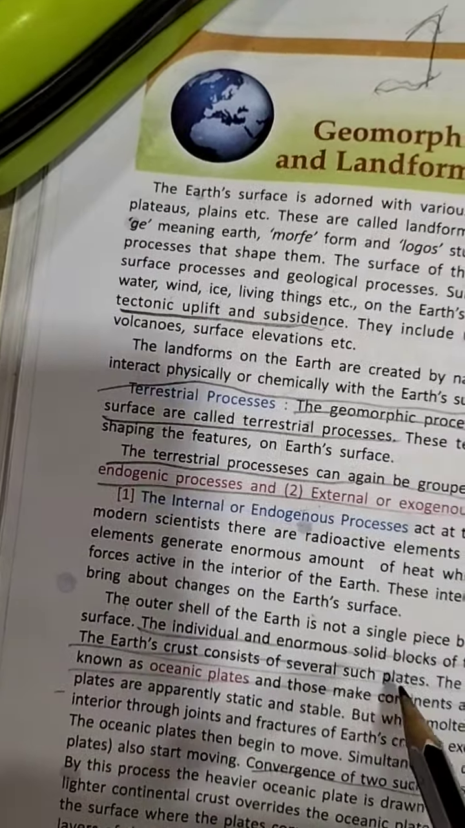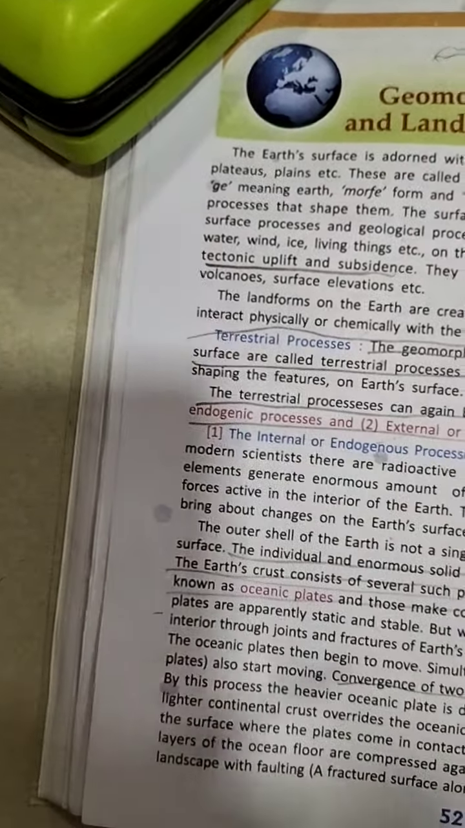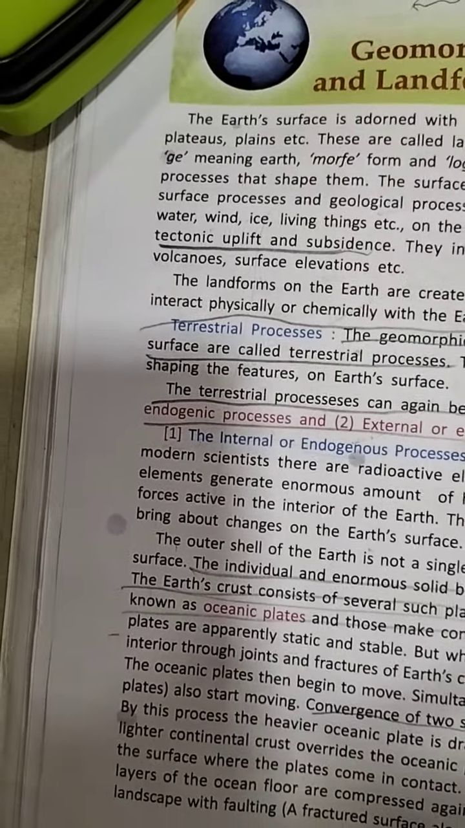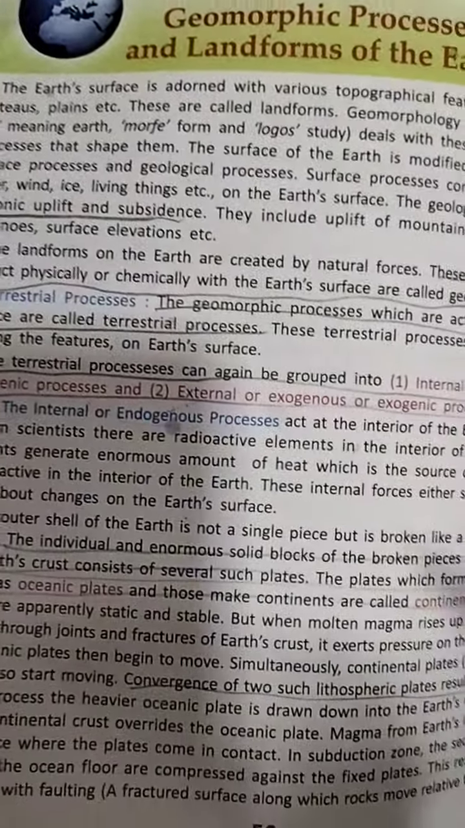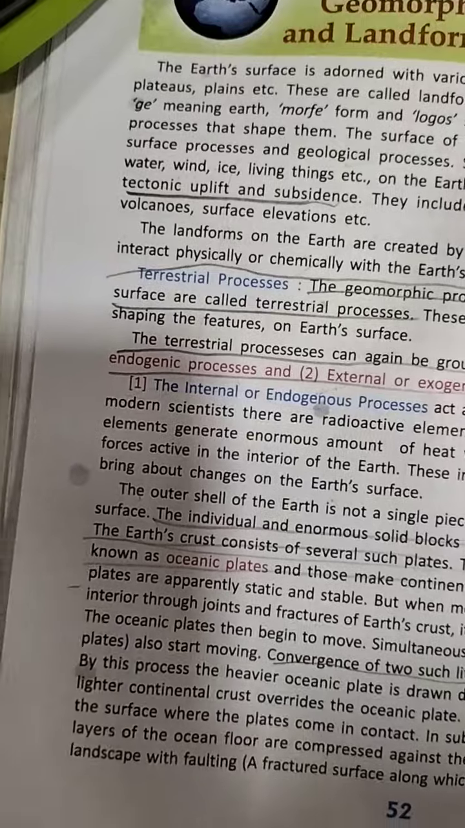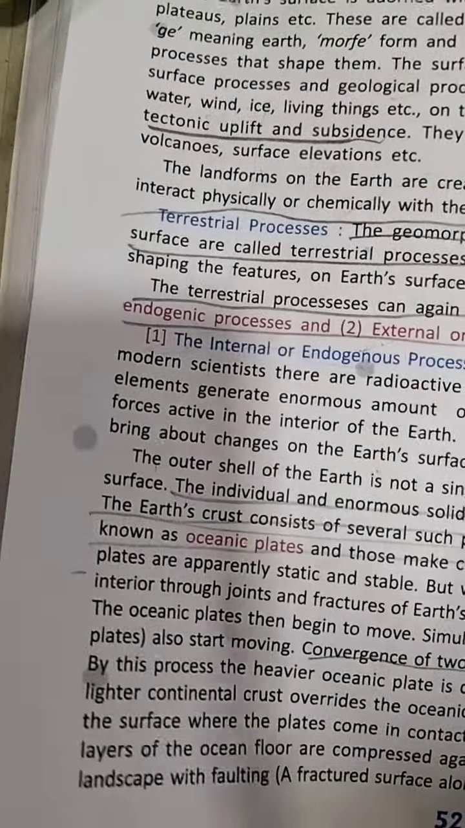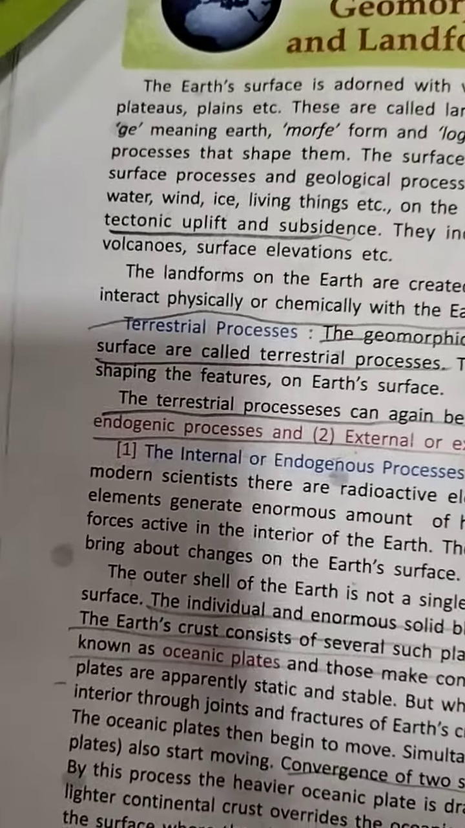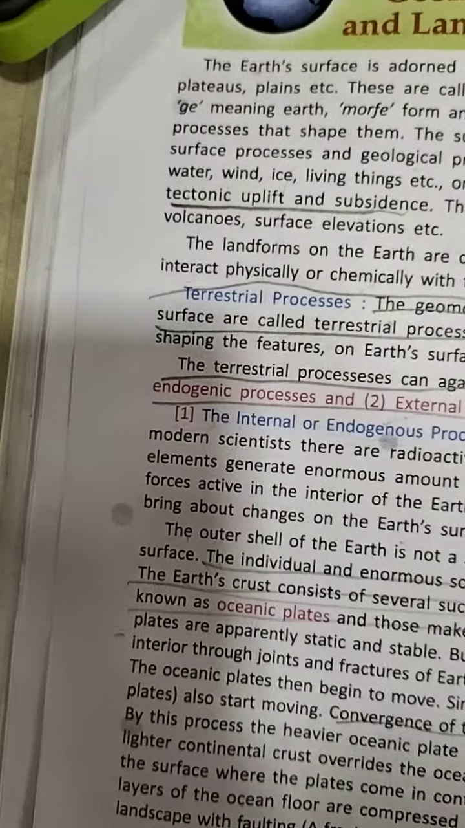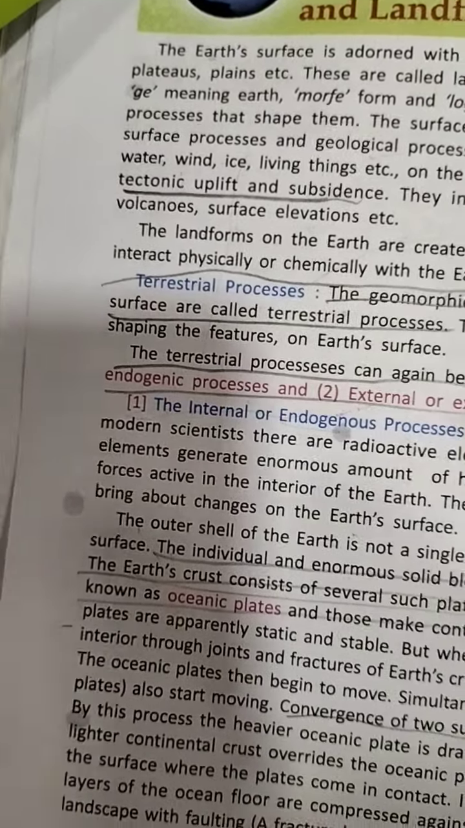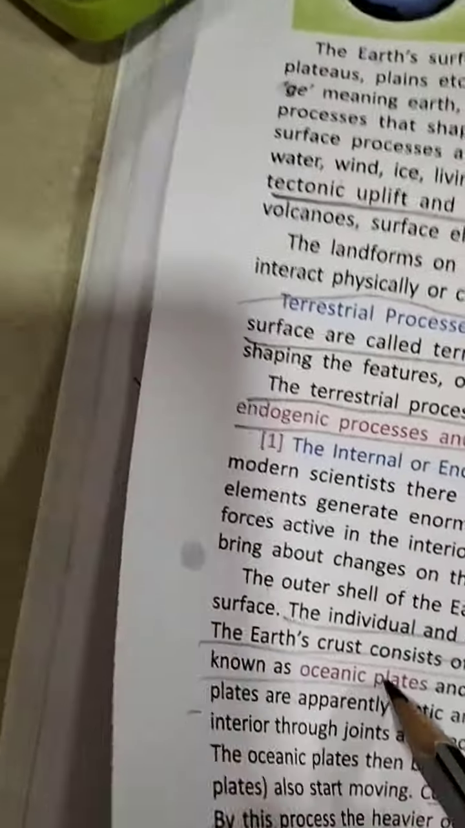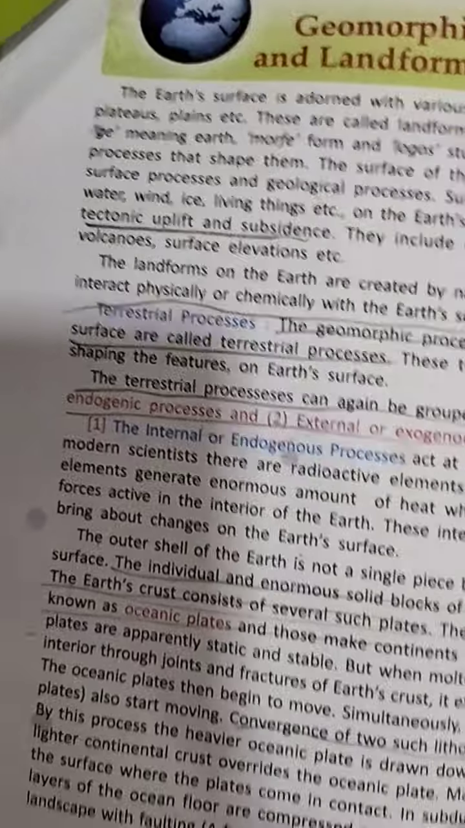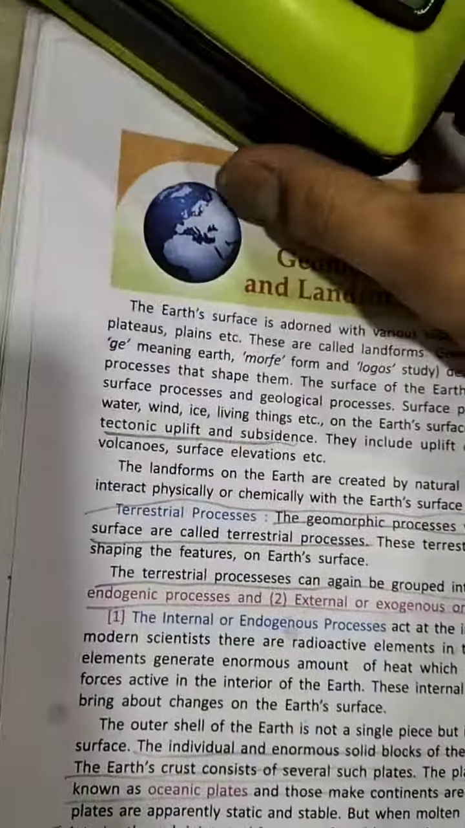The outer shell of the earth is not a single piece but is broken like a cracked egg. That means the outer shell of the earth is not just a single piece, just like when we break an egg. The individual enormous solid blocks of the broken pieces are called plates. Those broken, enormous parts of the earth's surface are called plates.